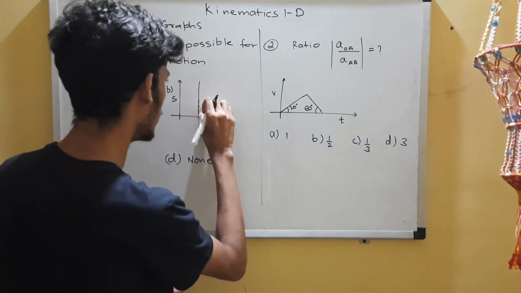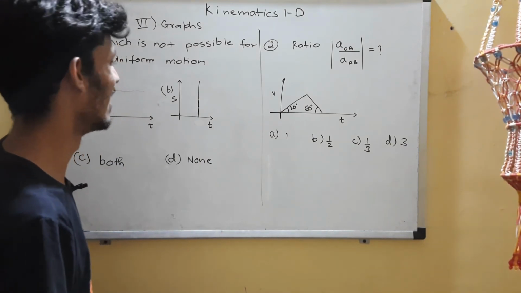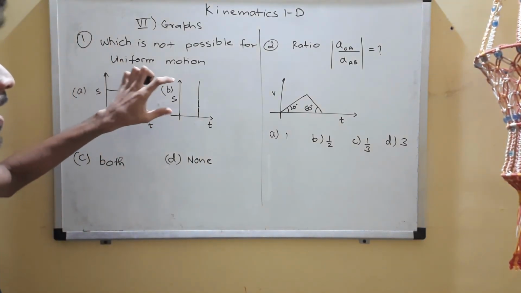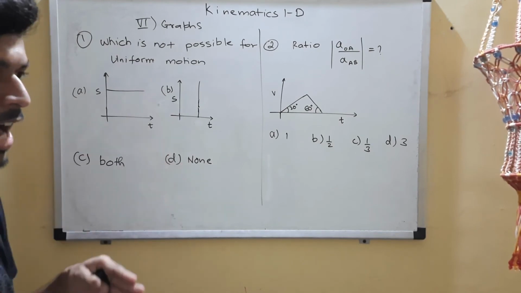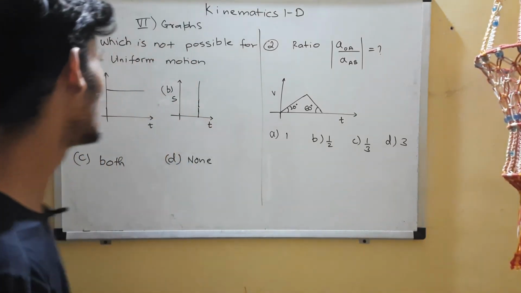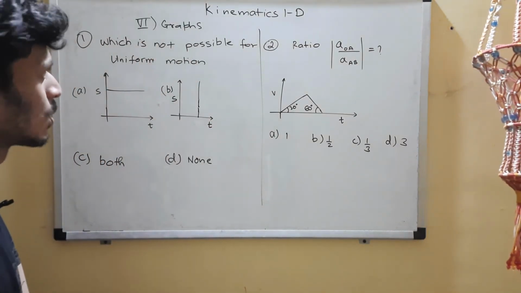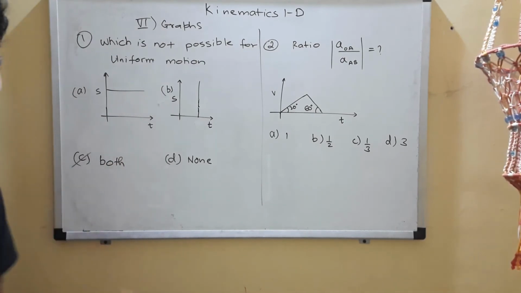You cannot be over here and over here unless you are drunk. Okay, anyways, so yeah, that is the point. You cannot be at infinite positions at a given time. You have to be at a certain position, right? So yeah, option B is also not possible, which means that option C both is the correct choice over here.